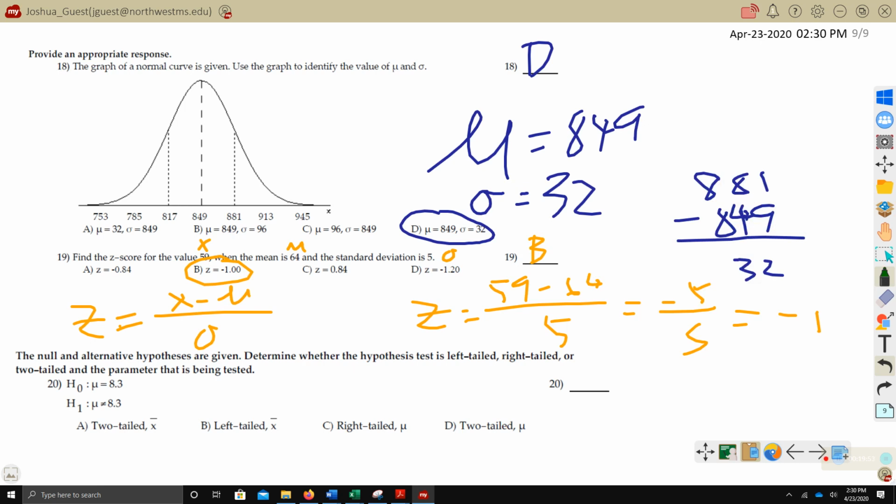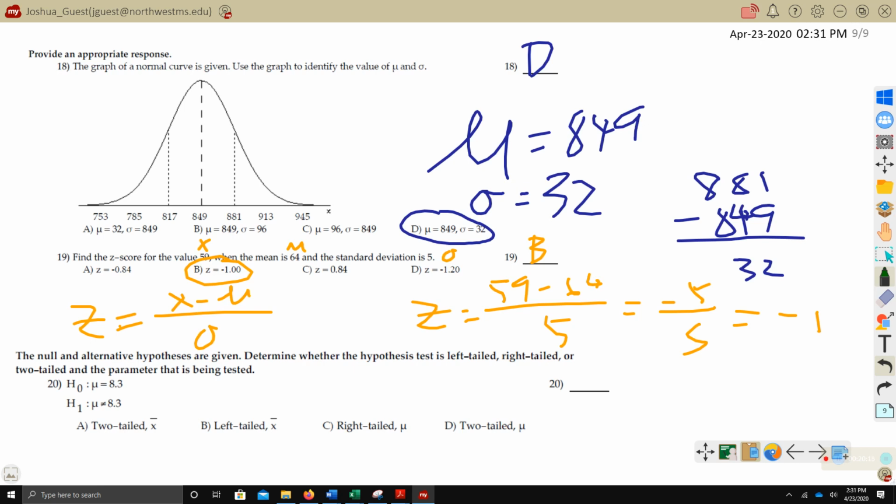The null and alternative hypotheses are given. Determine whether the hypothesis test is left-tailed, right-tailed, or two-tailed, and the parameter that is being tested. So here, H naught, the null hypothesis, is mu equals 8.3. Remember, it's the one of no change or status quo. And the alternative hypothesis is H sub 1, and it is mu is not equal to 8.3.